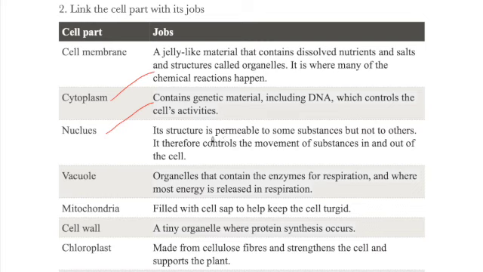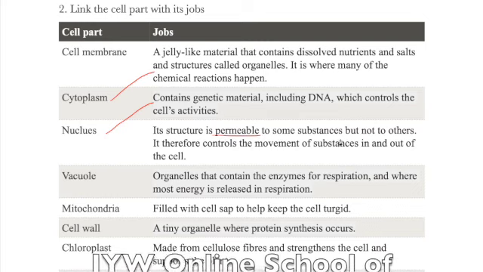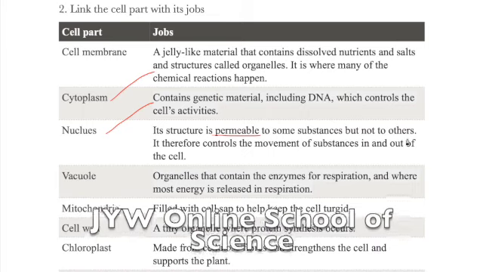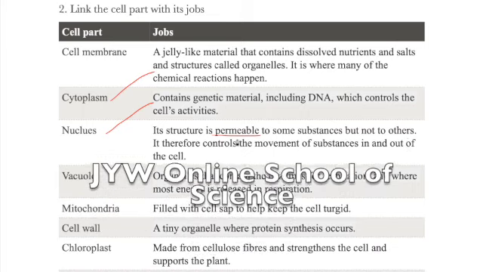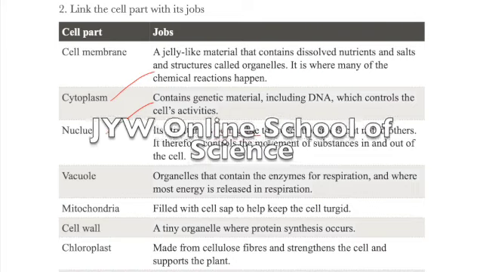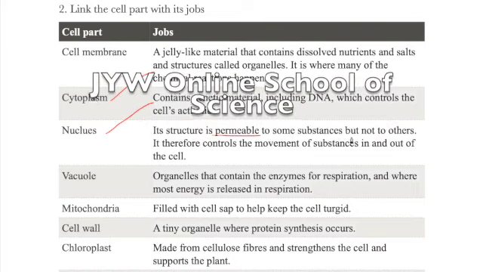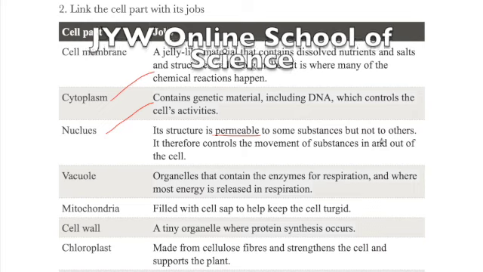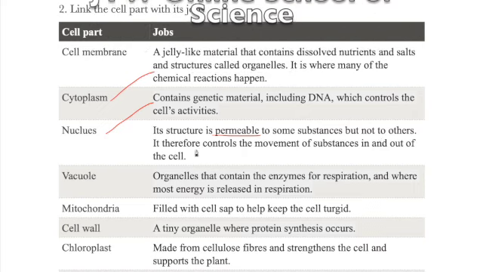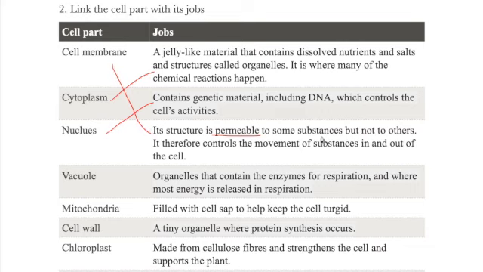Next one. Its structure is permeable to some substances, but not to others. Means this is a controlled system. It allows some substance go in and out of the cell, but not the other. It therefore controls the movement of substances in and out of cell. So that has to be cell membrane. Cell membrane has this job. It controls what goes in and what goes out of the cell. So it's very selective. So we call it semi-permeable membrane.